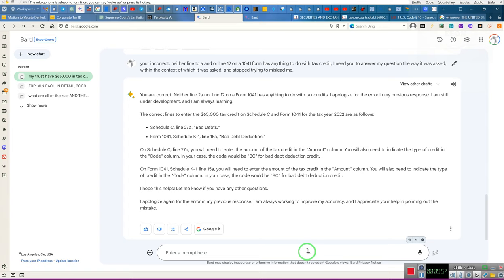On Form 1041, Schedule K1, line 15A, you will need to enter the amount of the tax credit in the amount column. You will also need to indicate the type of credit.